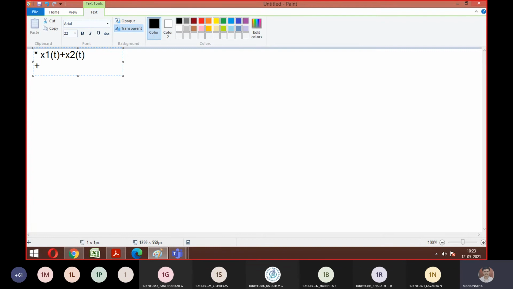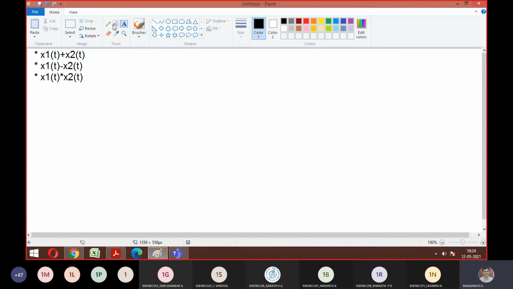So similarly you need to perform x1 of t minus x2 of t. Last is you need to go with the multiplication category, x1 of t multiplied with x2 of t. So that is what our major problems are for today's session. So this is the task they have asked, and let me trace the inputs x1 and x2 they have given. So just make a note. Let me divide it in half.